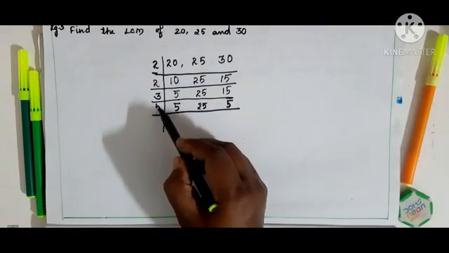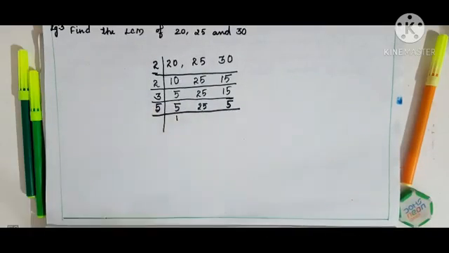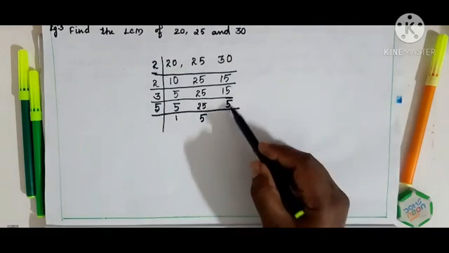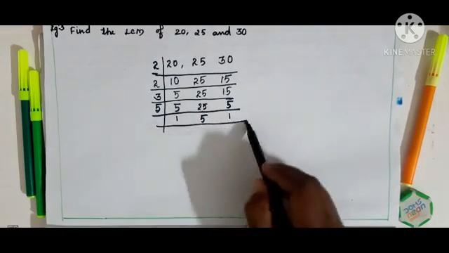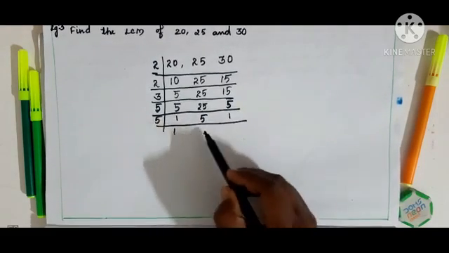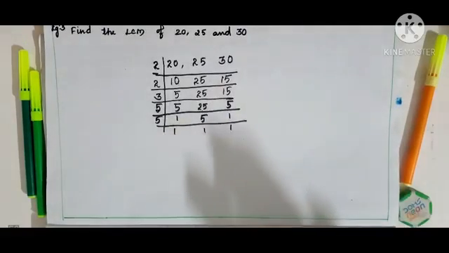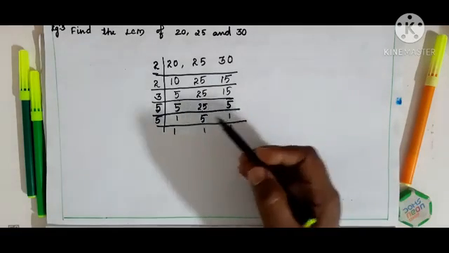So 5. 5 1s are 5. Then what will happen? 5 5s are 25. Then 5 1s are 5. Again it is 5 1s. 5 1s are 5. So with 1 it should end up. Is it clear? Right? Good. So now you can take and write.